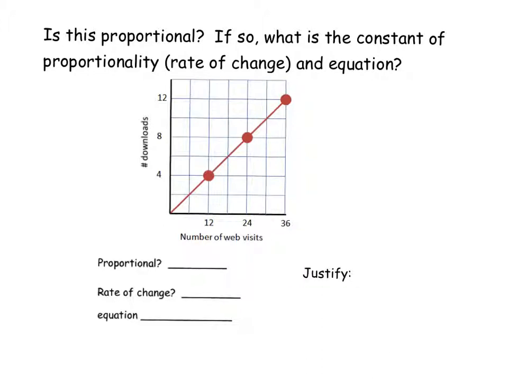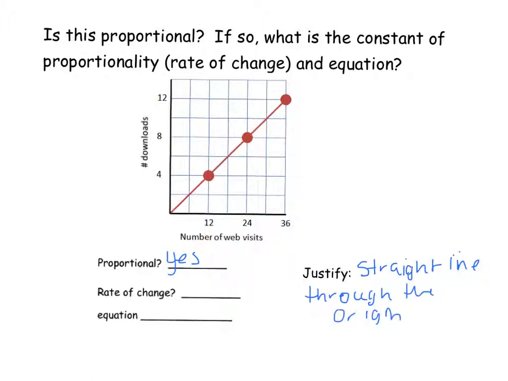I hope you're pausing and figuring these out to double check your own knowledge. So is it proportional? Yes. How do I know? Straight line through where? What's that vocabulary? Through the origin. Again, the origin is 0-0. It shows that 0-0 relationship.